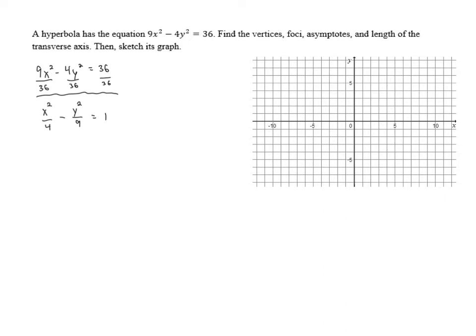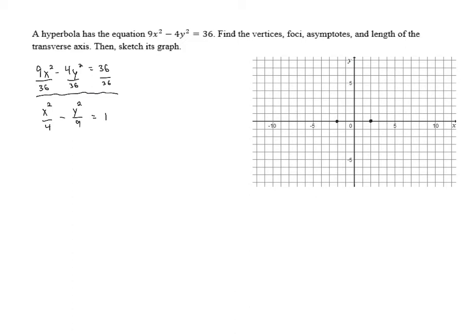And now we have this in the right form for our hyperbola. Again, because the x squared term is positive, we're going to be looking at a hyperbola that's opening to the left and to the right horizontally. So our vertices are going to be at plus or minus a, comma 0. Because a squared is 4, that means that a is 2. So our vertices are going to be right there.